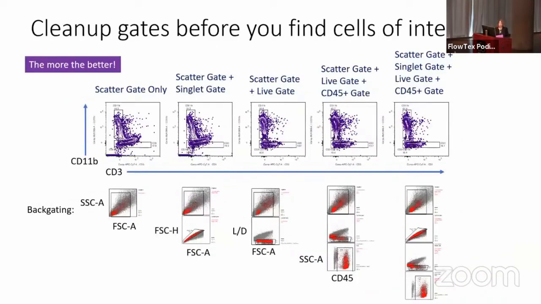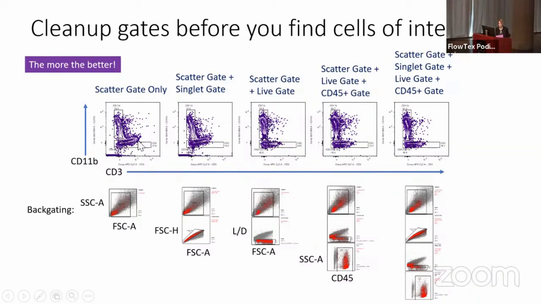All of these cleanup gates are important, so don't just pick one. Pick as many as you can. I'm showing you here a CD3 versus CD11b plot. I believe this is not blood. This is some kind of tissue sample, might be mouse tumor. And what we're looking at here is what the CD3 and CD11b populations look like when you only use some of the cleanup gates.